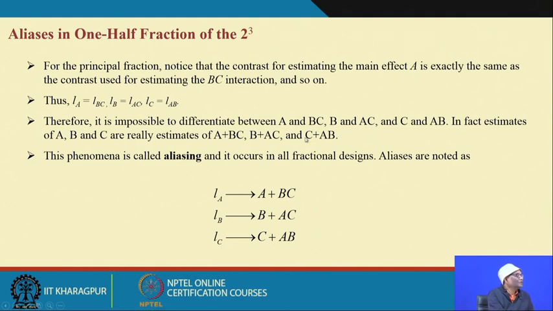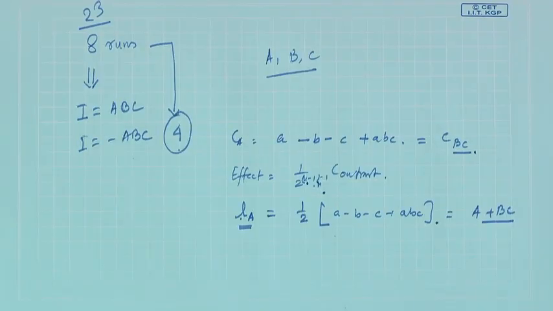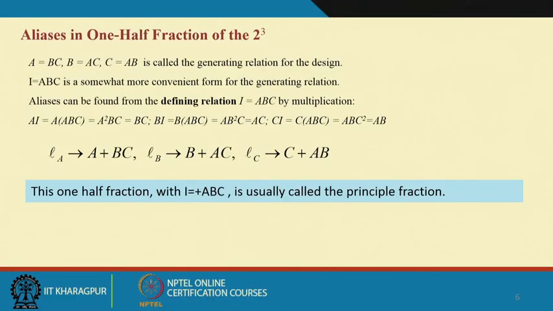So, you see that LA will be equal to LBC, LB equal to LAC and LC equal to LAB because of the contrast structure. So, truly speaking, there is confounding, and they are known as the alias structure: A with BC, B with AC and C with AB. Now, how do we get the alias structure?